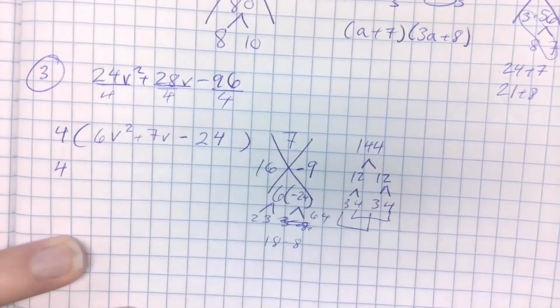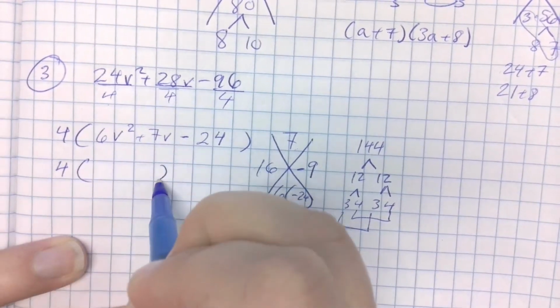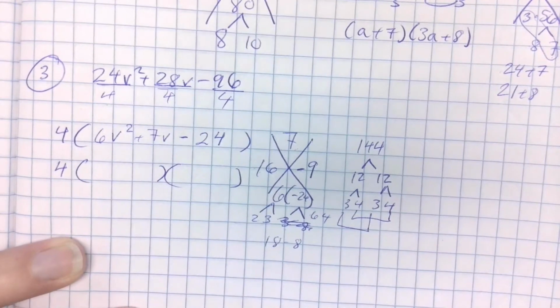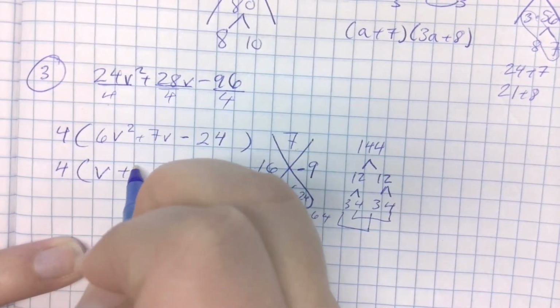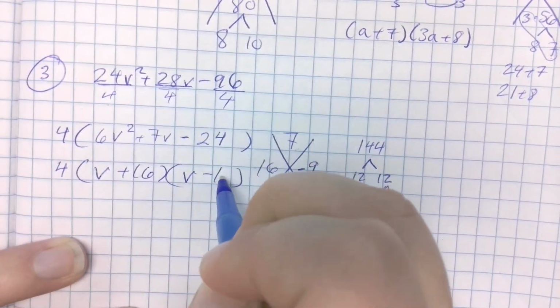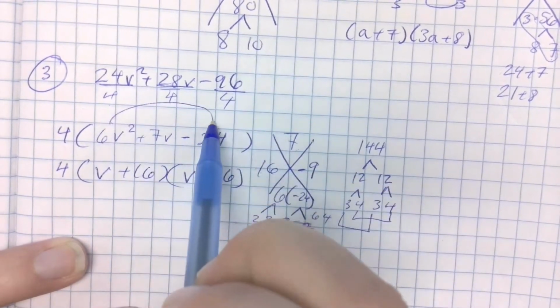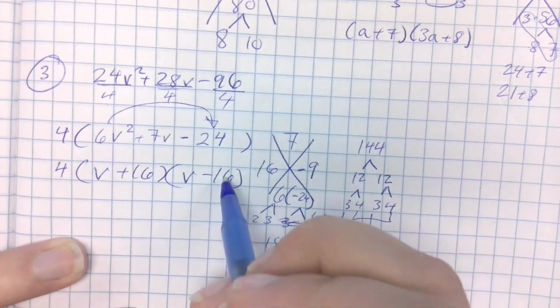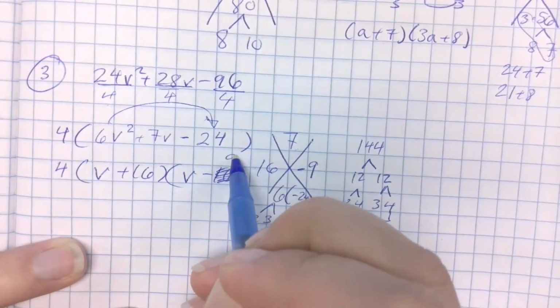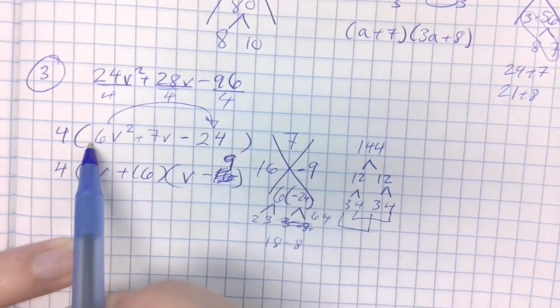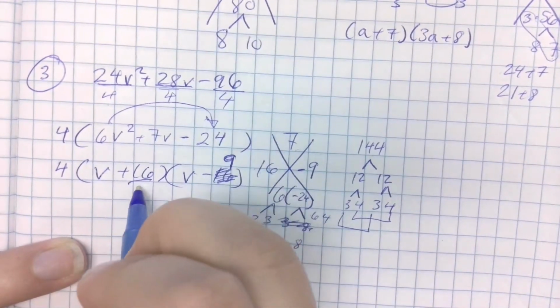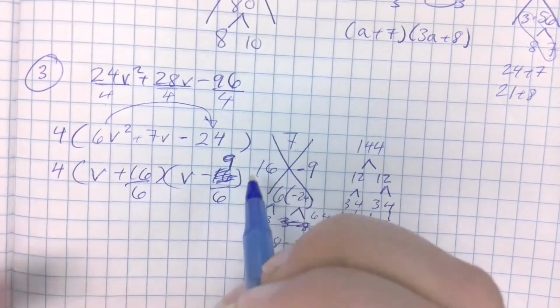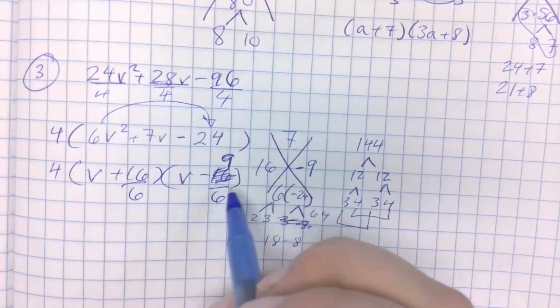So I'm going to keep the 4 in front. And then we set up our parentheses. So it's going to be v plus 16, v minus 9. Since we multiplied by 6, what do we got to remember? Oh, that's not 16, sorry. Since I multiplied by 6, we divide by 6.